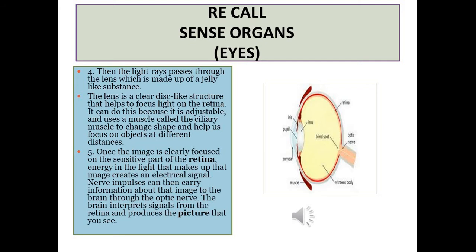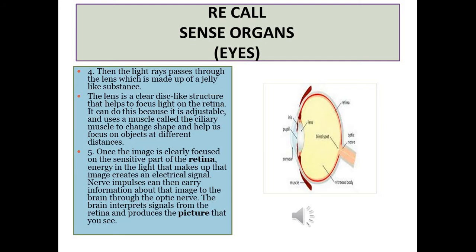4. Then the light rays pass through the lens, which is made up of a jelly-like substance. The lens is a clear disc-like structure that helps to focus light on the retina. It can do this because it is adjustable, and uses a muscle called the ciliary muscle to change shape and help us focus on objects at different distances.